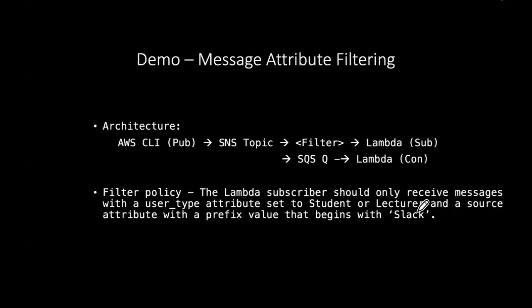Okay, so that means if I've got a message and the user type attribute is set to student and the source attribute is set to slack slash plus something else, then let it through. If the user type is set to lecturer and the source begins with slack plus something else, let it through. Anything else shouldn't get through.